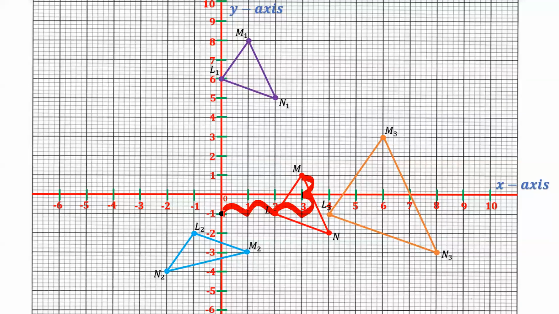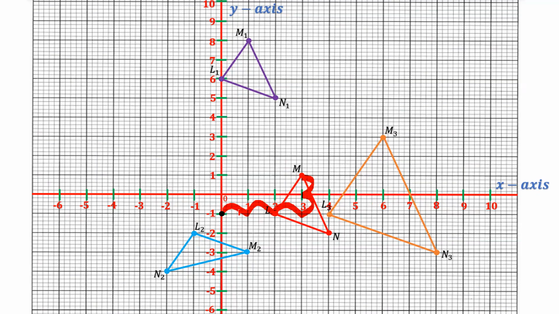So again, it is 1, 2, 3 units across and 1, 2 units above. So in order to get our M3, it's going to be 1, 2, 3, 4, 5, 6 units. Okay, and how many units above? 4. 1, 2, 3, 4. And that's why M3 is right here.